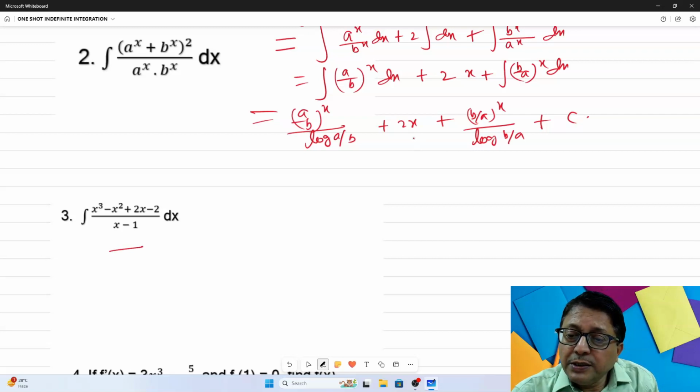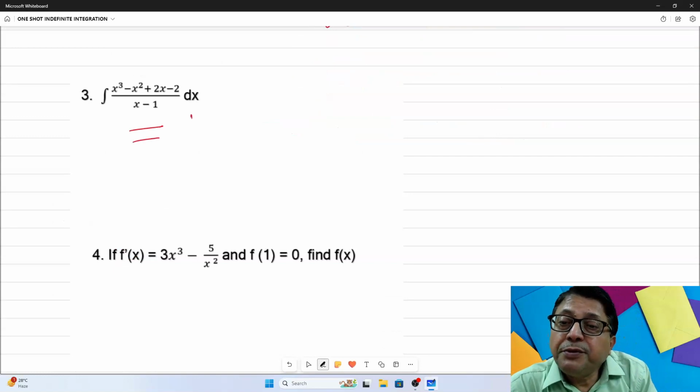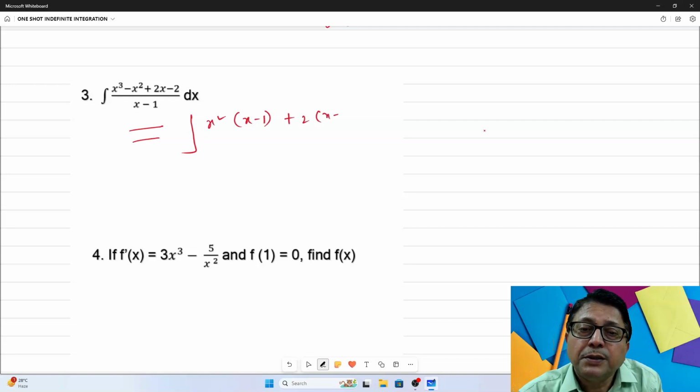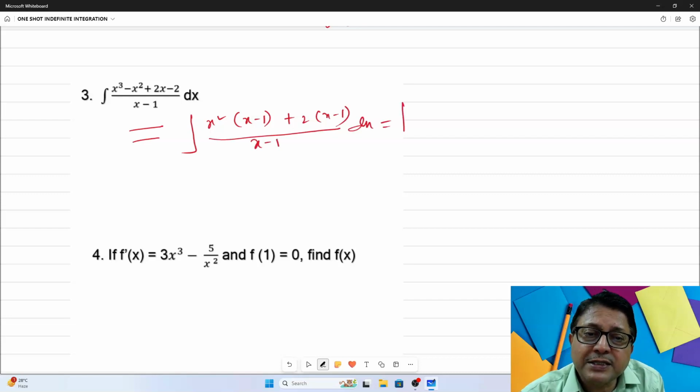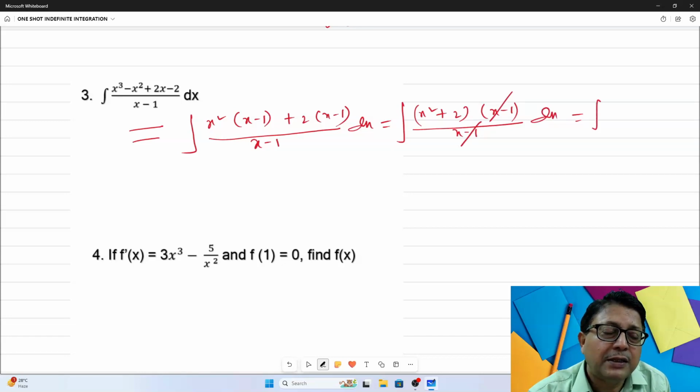For the next one, if you want to integrate this, you need to factorize: x square into (x minus 1), 2x minus 1 by x minus 1 dx. So it will be x square plus 2 into this by this to get cancelled, x square dx plus 2 dx. X square integration is x cube by 3 plus 2x plus c.